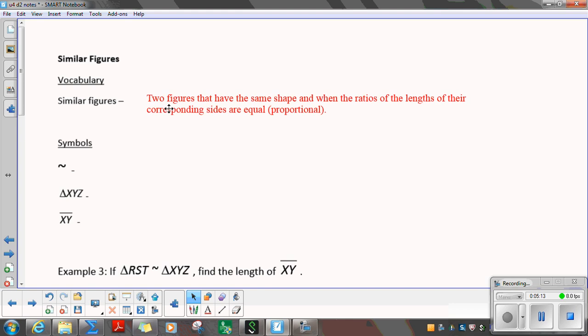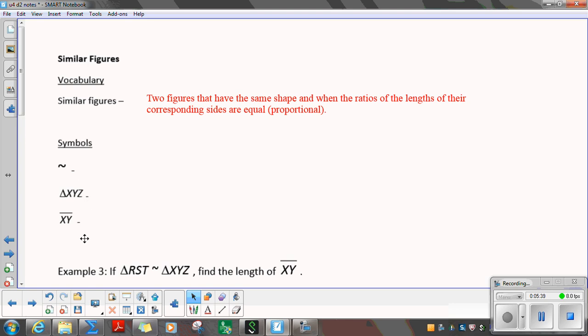Sorry if this is very tiny. So similar figures are figures that are the same shape and have the same ratio of their lengths to the corresponding sides. It's very wordy. It just means that when you compare their lengths, they're proportional to each other. Okay? The ratios are equal to each other. So that's similar figures.